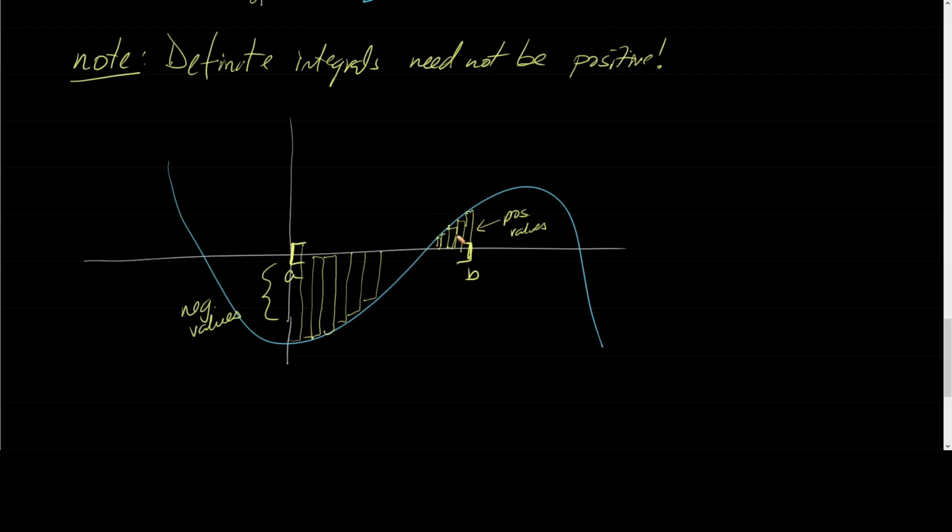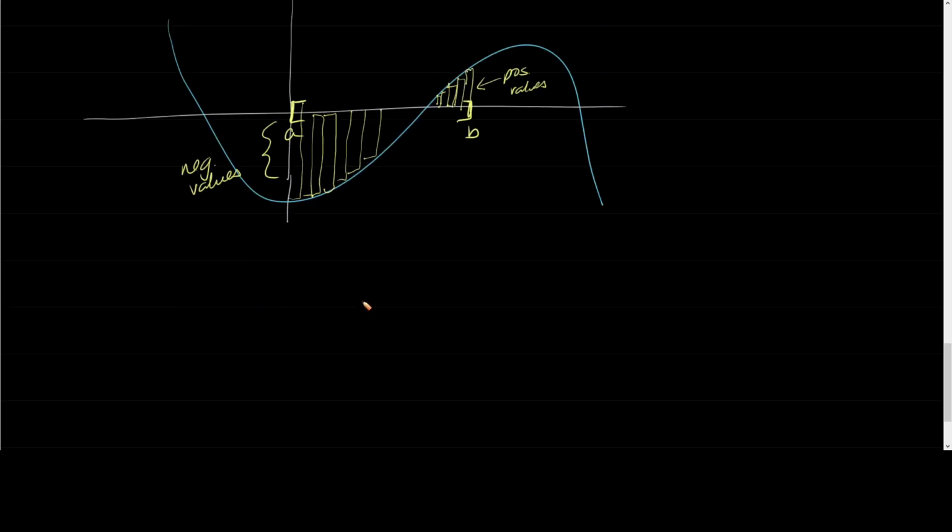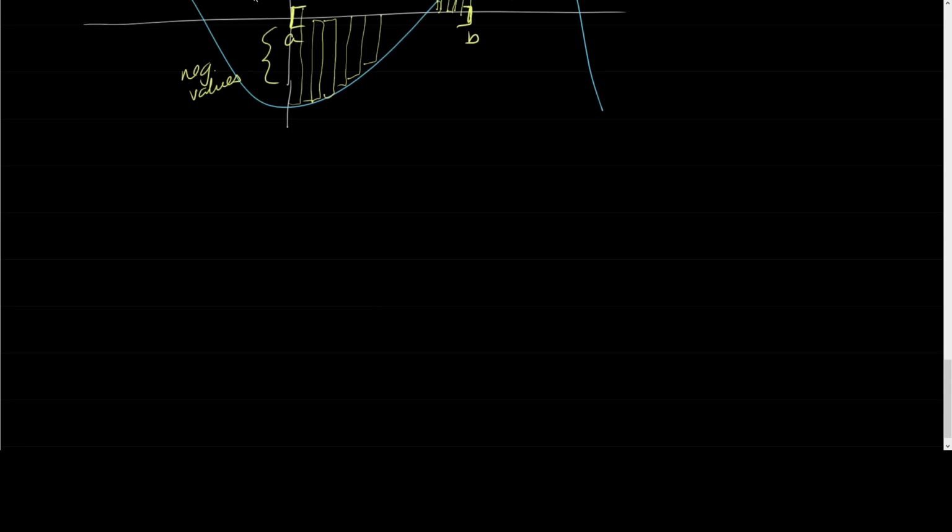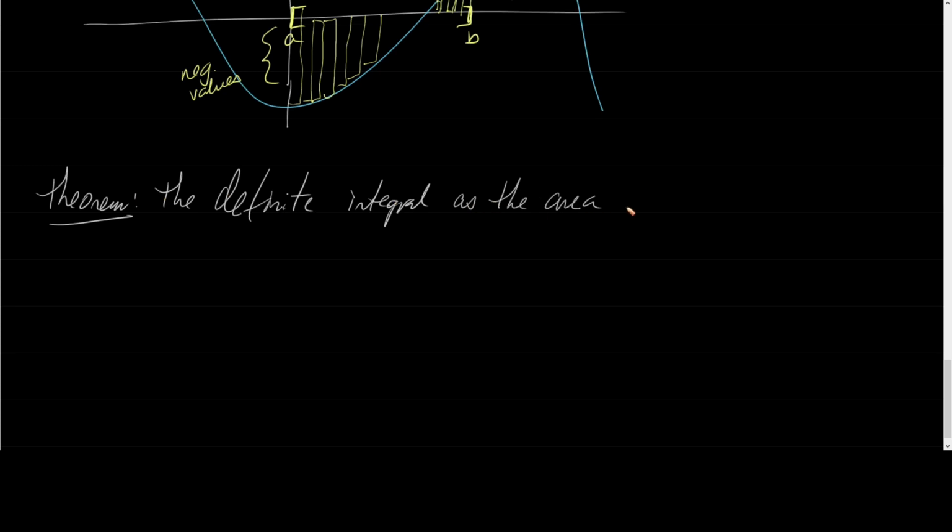All right. So the thing about that is, well, we at one point sort of discussed formulas like these for the area under a curve. So while the Riemann sum can be negative, an area cannot. So let's explore that for a second. So theorem: the definite integral as the area of a region.